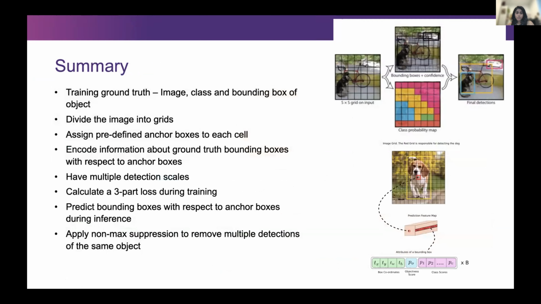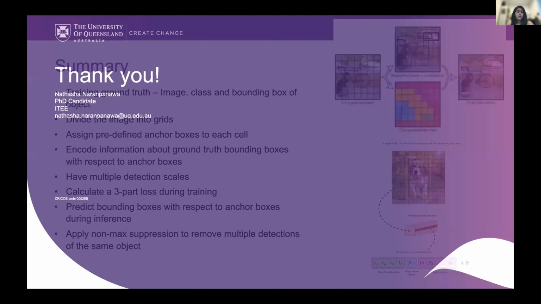So in summary, YOLO takes in the image, the classes of the objects in these images, and bounding boxes of the objects as they are given in the ground truth for training. It would divide the image into grids, assign predefined anchor boxes to each cell, and use those anchor boxes to predict the bounding boxes during training with respect to the anchor boxes. The later versions of YOLO have multiple detection scales. It would calculate a 3-part loss and apply non-max suppression if there are multiple detections of the same objects. So that's pretty much how YOLO works.